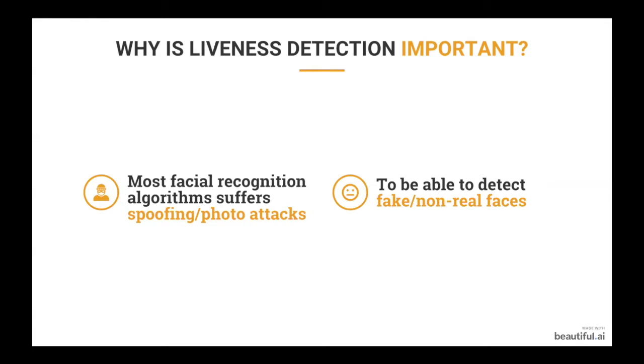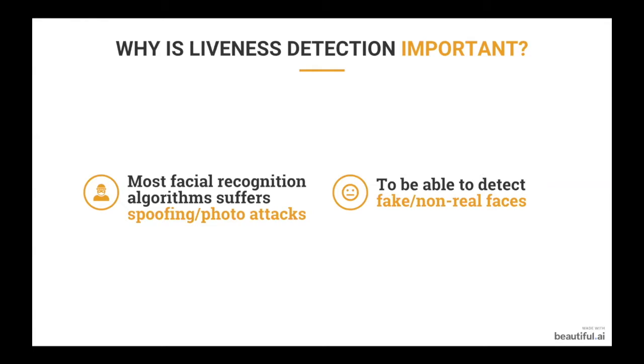Because most of the facial recognition algorithms suffer from spoofing. Spoofing here means trying to trick the computer into seeing what it wants to see, but actually it's not there. For example, holding a photo in front of the camera, so that the camera is tricked into seeing the other person, not you, basically. So this is spoofing. We want the system to be able to detect fake or non-real faces.